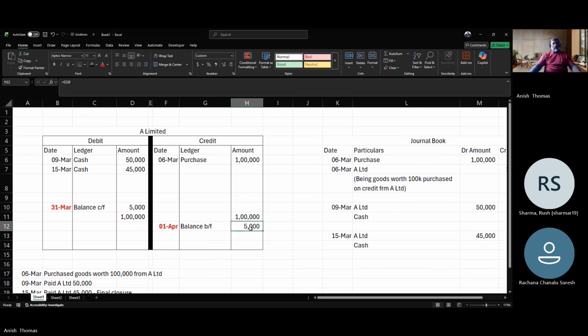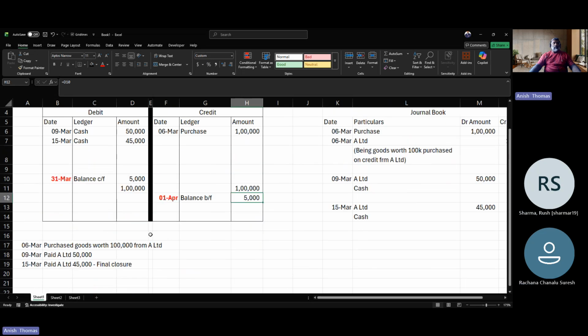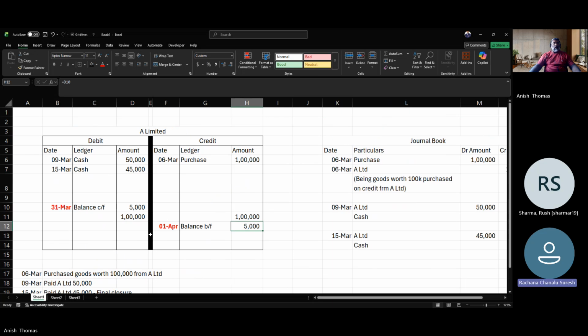Got it? So, yes, Rachna. Imagine a company under the 2013 Act, where the accounting period starts from 1st April and runs till 31st March.